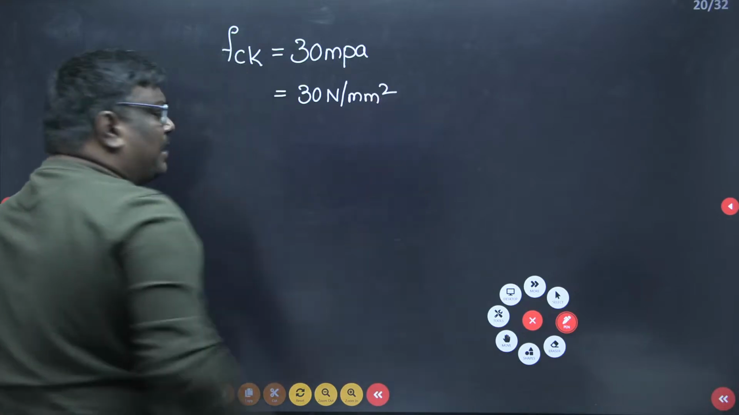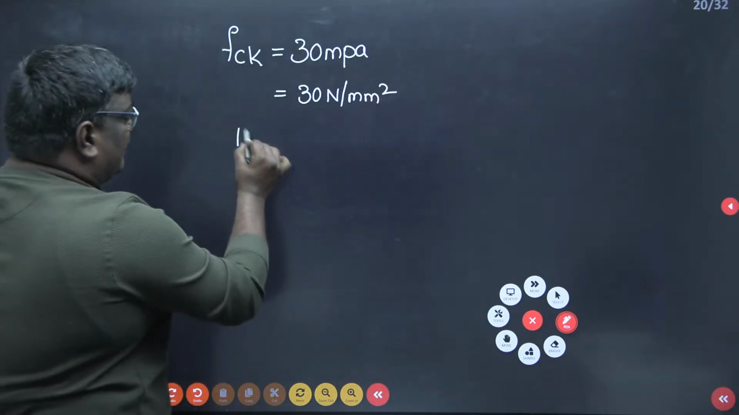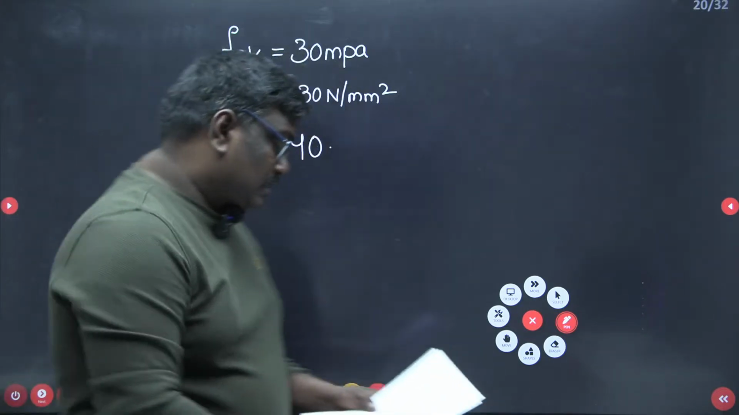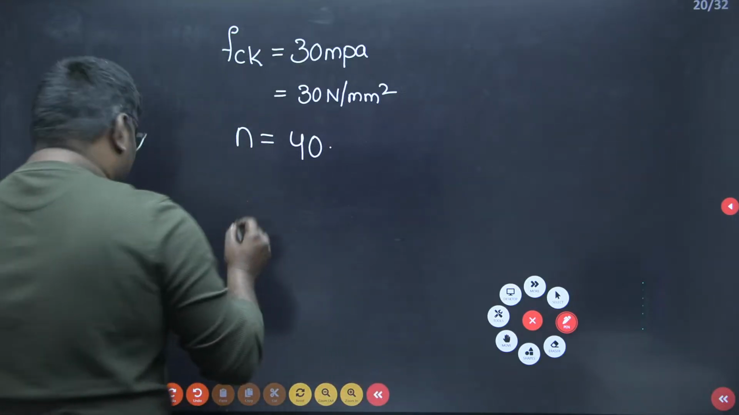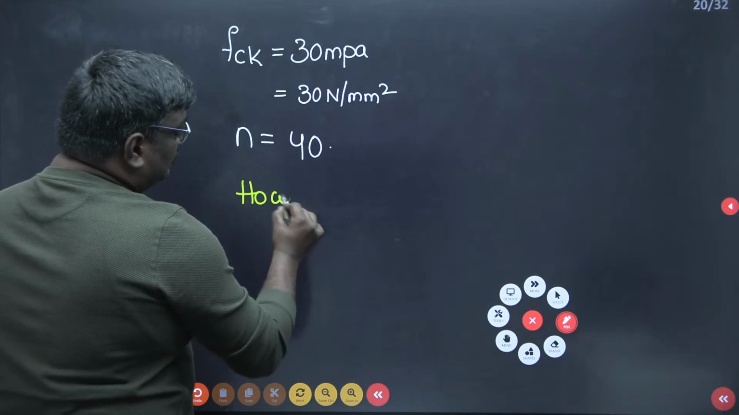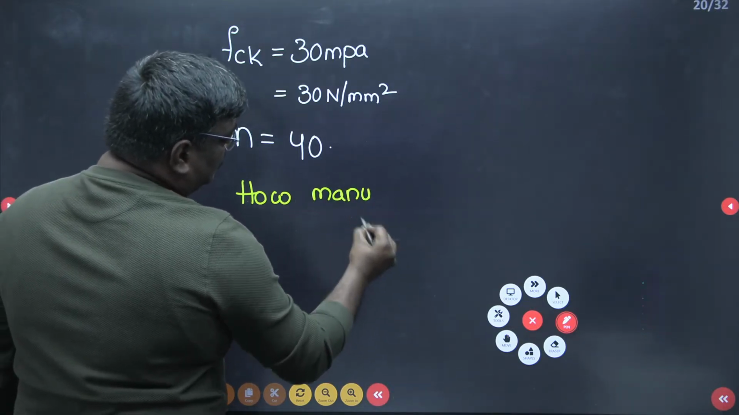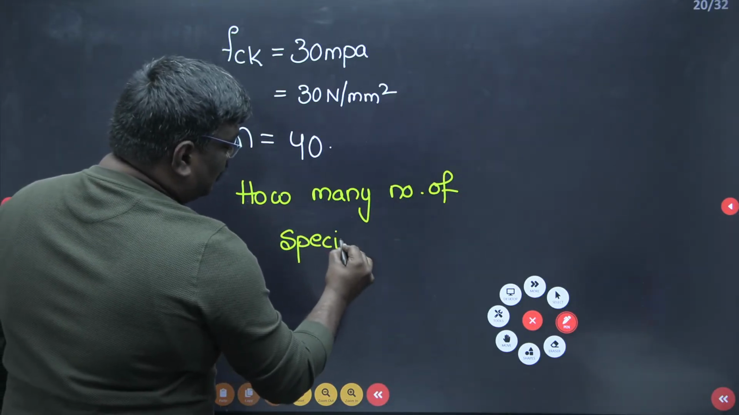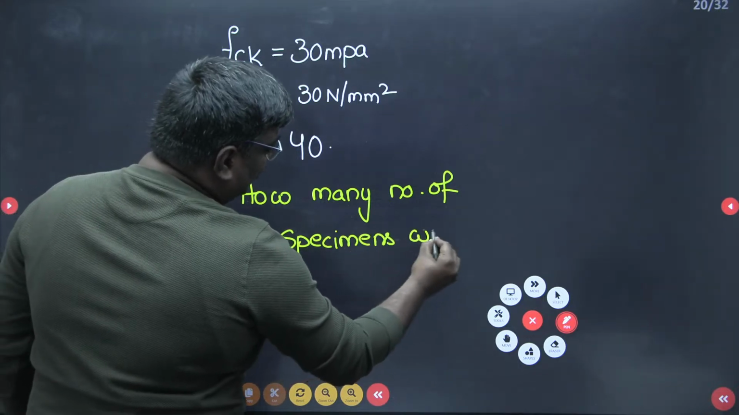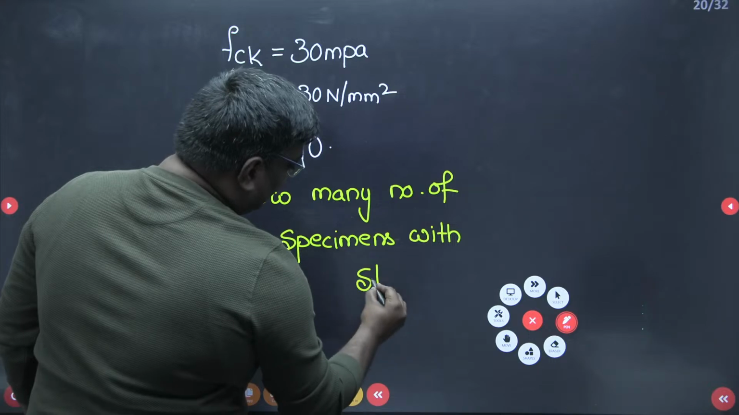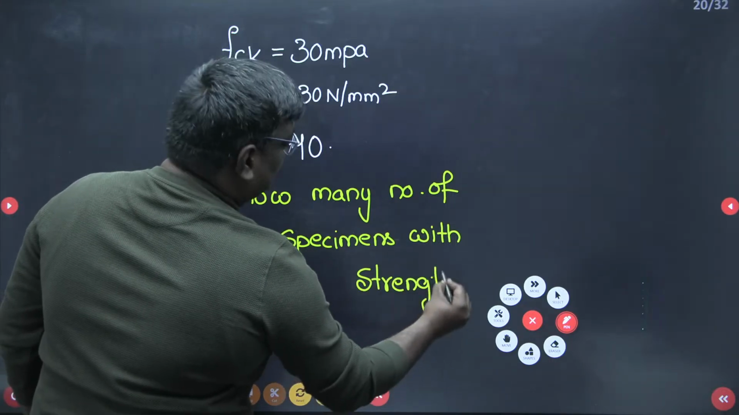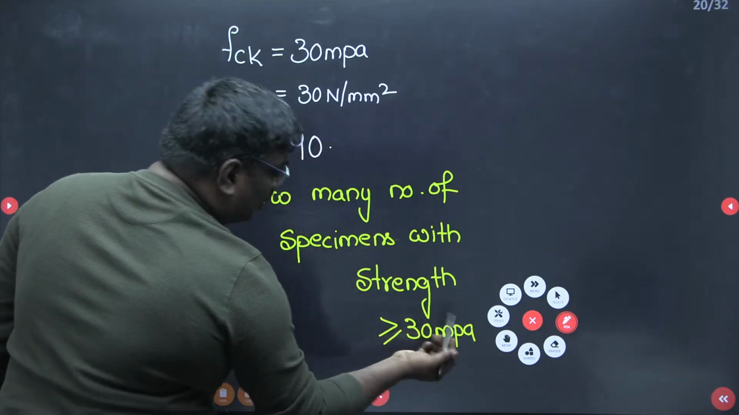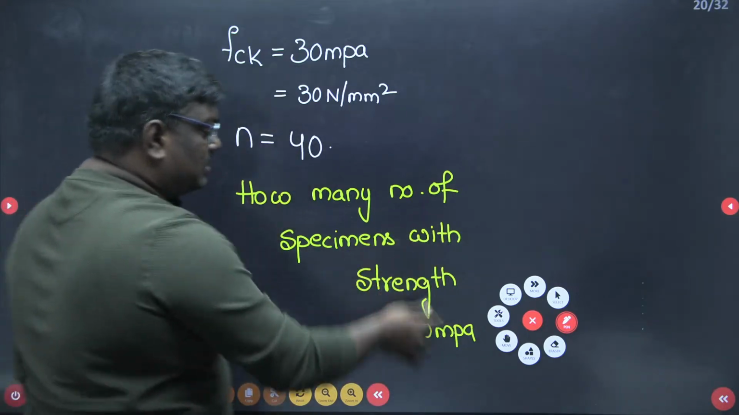Now my dear students, he has given the number of specimens as 40. Now how many specimens can be where the strength is more than 95%? How many number of specimens with strength greater than or equal to 30 MPa?